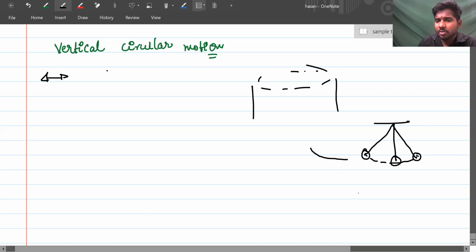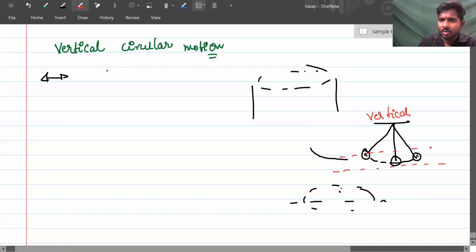But in banking of roads, we have only seen a horizontal kind of circle, wherein everything is at the same level. But here, there is a change in potential energy if you take some reference level in vertical circular motion. Similarly, there is a change in kinetic energy also, because if it is coming from top to bottom, there is a loss in potential energy that will be converted into kinetic energy. When it is going from here to the top point, there will be a gain in potential energy, which in turn gives you a loss in kinetic energy.